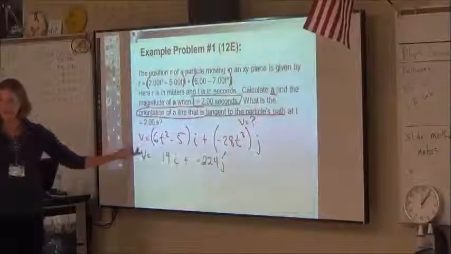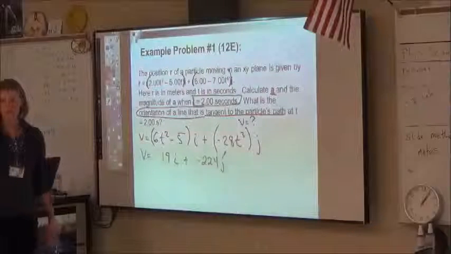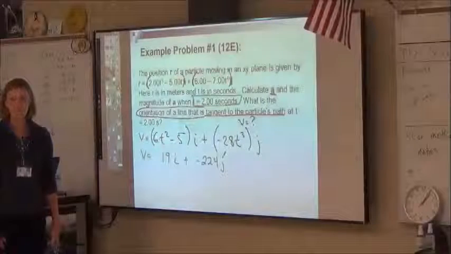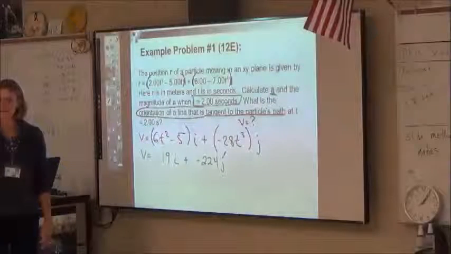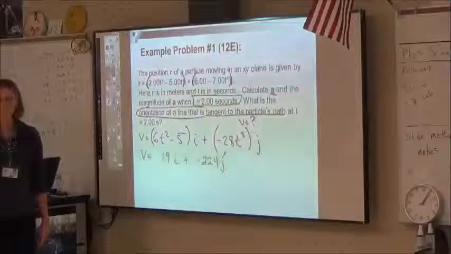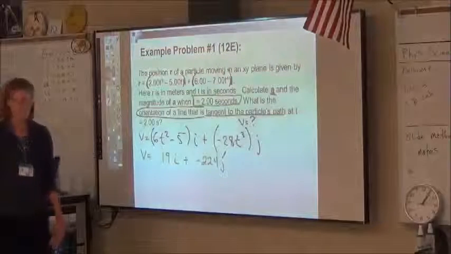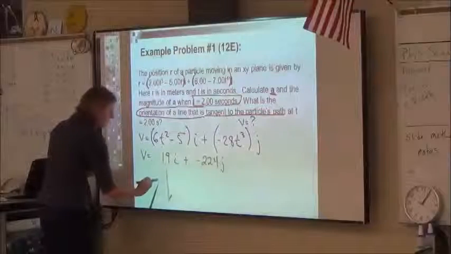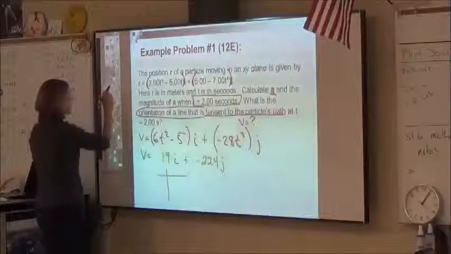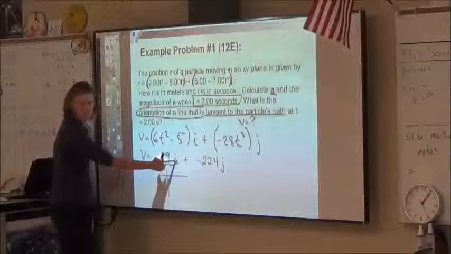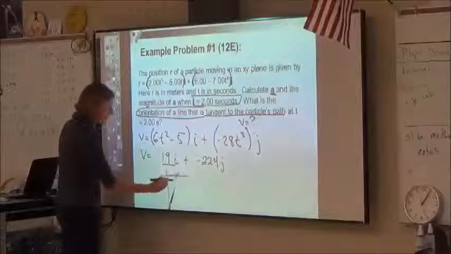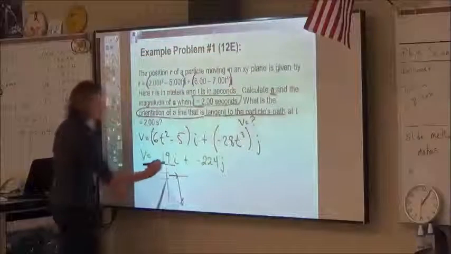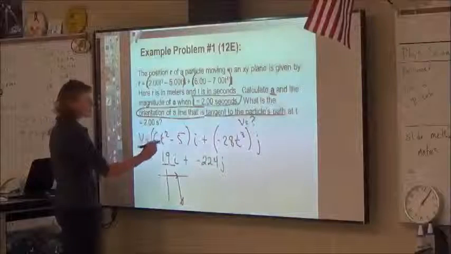They're separate as i and j, so now what would I do to find the orientation of the line that's in this direction? Yeah, I'm going to have to end up doing inverse tangent, but just give it a little sketch first. So I've got 19 in the i direction. I, of course, meant x. So 19 this way and 224 down. And these would be meters per second.